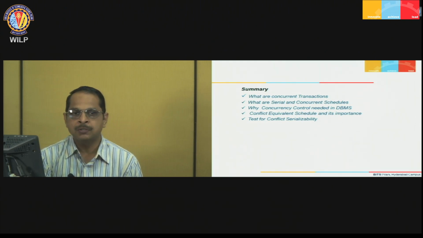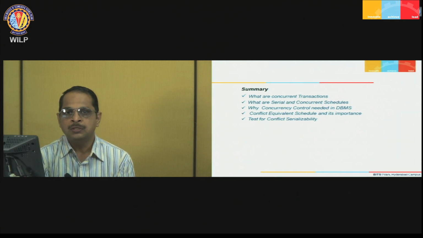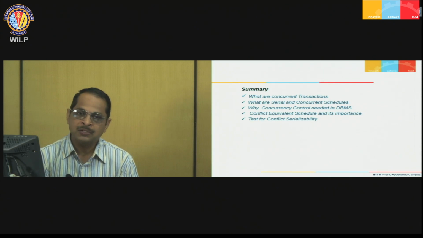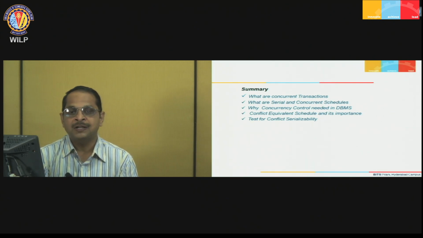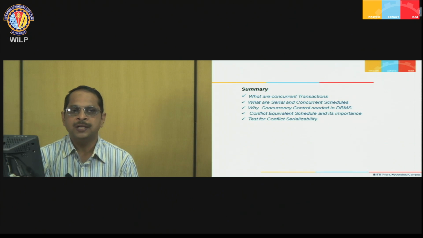When we execute the transactions in a concurrent way, we need to have some control, so that it will not lead the database to some incorrect state. Conflict equivalent schedules and their importance we have seen, and the test for conflict serializability using precedence graphs has also been discussed in this session. Finally, we discussed what a view serializable or view equivalent schedule is.